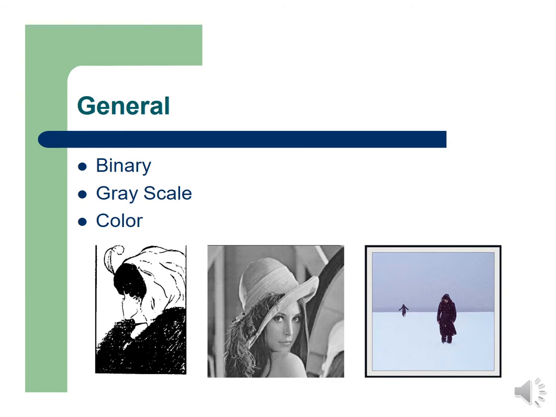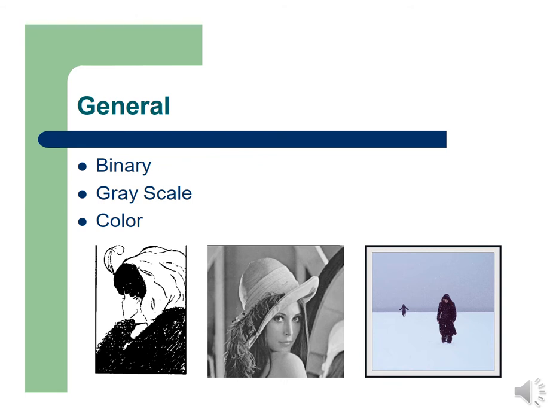Binary means that a pixel in an image is of two-way intensity, like it consists of 0 and 1. 0 means black and 1 means white.